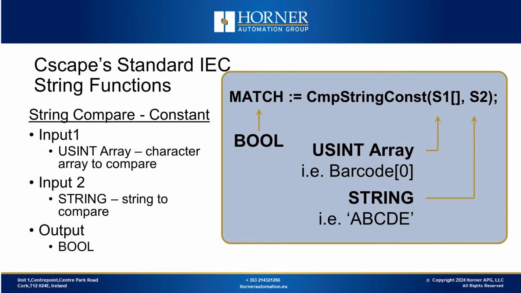If we instead want to compare a string to a fixed string, we would use a slightly different string compare function, called string compare constant. Similar to before, the first input variable is a character array. However, this time, our second input is a fixed string. In the example shown, this is just ABCDE in between single quotes. This function would be useful if we were reading in a barcode and we wanted to see if the value we read in exactly matches a specific fixed string.